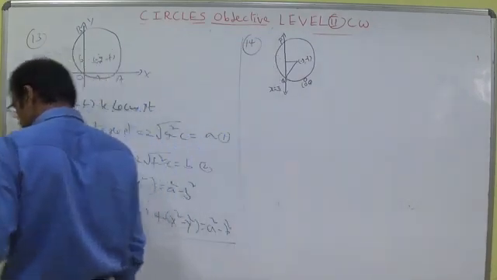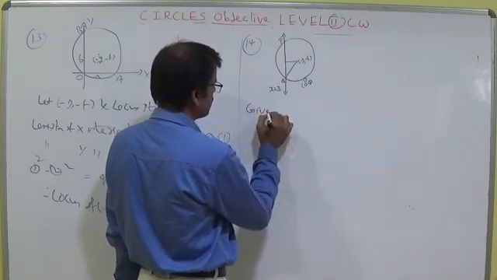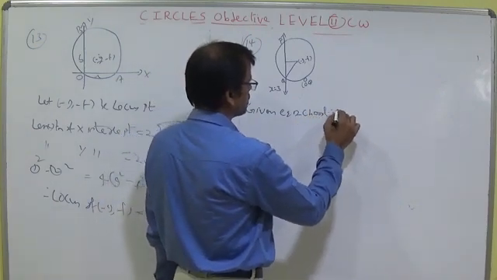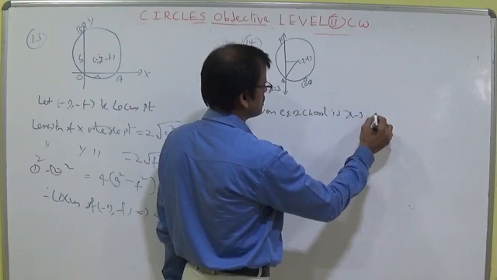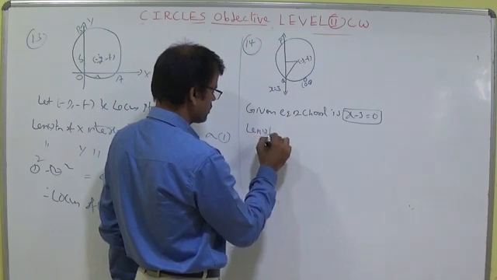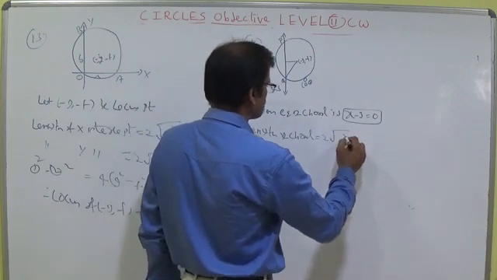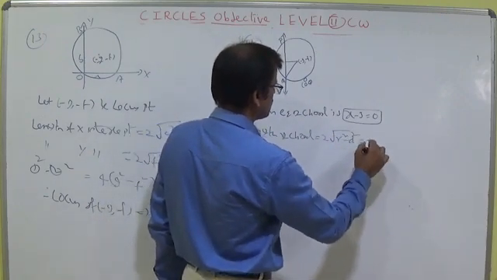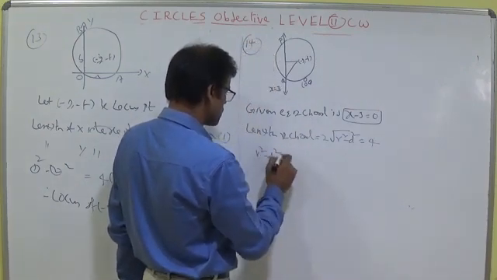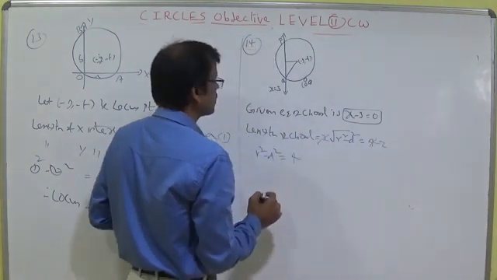Now we should calculate the locus of the center of the circle. The length of the chord is 4, and the equation of the chord is x minus 3 equal to 0. Length of chord formula is 2 root r square minus d square, given as 4. By squaring both sides, r square minus d square equal to 4. The 2 will be cancelled. So r square minus d square equal to 4.